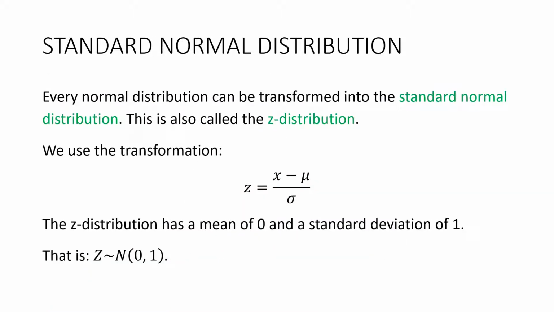Now, every normal distribution can be transformed into the standard normal distribution. This is also called the Z distribution. And we use this transformation. You're given this formula on the formula sheet. Z equals x take away mu, all divided by sigma. Now, the Z distribution has a mean of 0 and a standard deviation of 1. So that is, Z is distributed as a normal distribution, mean 0, standard deviation 1.